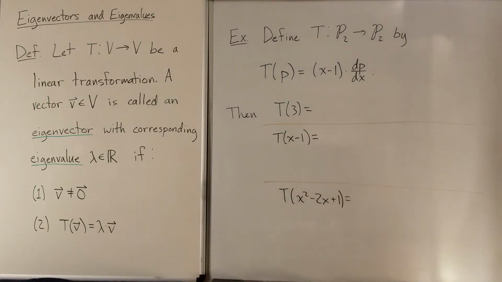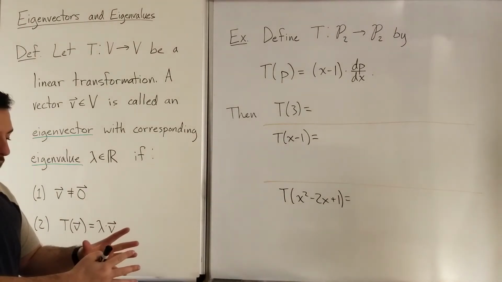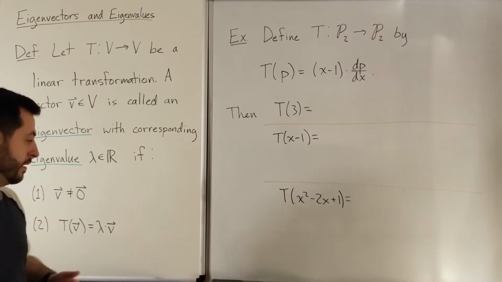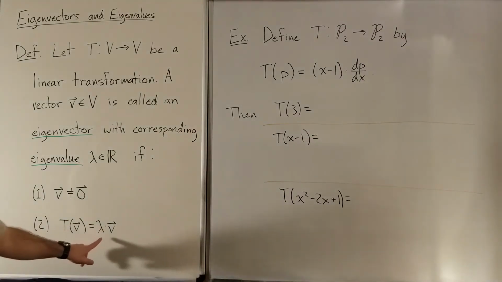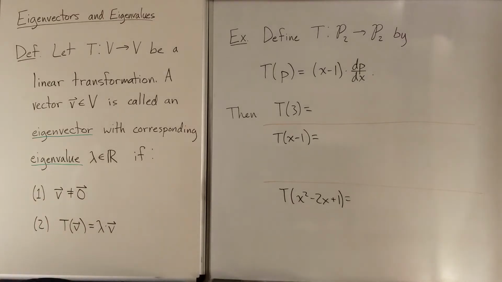So the scaling could be literally stretching it out, it could be compressing it, and it could be either of those two things combined with flipping it over. Okay? It could also be doing nothing if lambda is equal to 1. Then it's just T of v equals v, and that's totally fine, still satisfies this definition.